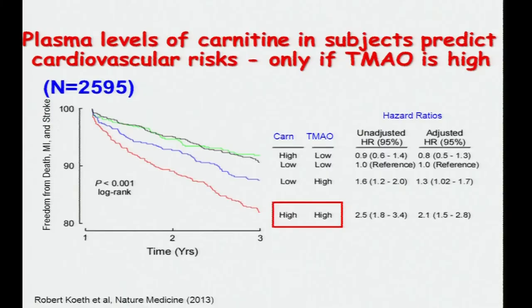But we also found that if you stratified individuals by their TMAO level, only those subjects who had a concurrent high TMAO level, above and below the median analysis, had increased cardiac risk. You needed a high carnitine and a high TMAO level to have increased cardiac risk. If you have a high carnitine level but a low TMAO level, that is, let's say your microbiota composition was healthier and you weren't a TMAO producer, you're at low risk, even though you had the high carnitine level. Presumably, these were high carnitine-ingesting subjects. We don't know the dietary patterns of these individuals, unfortunately. This was a study of over 2,500 subjects.